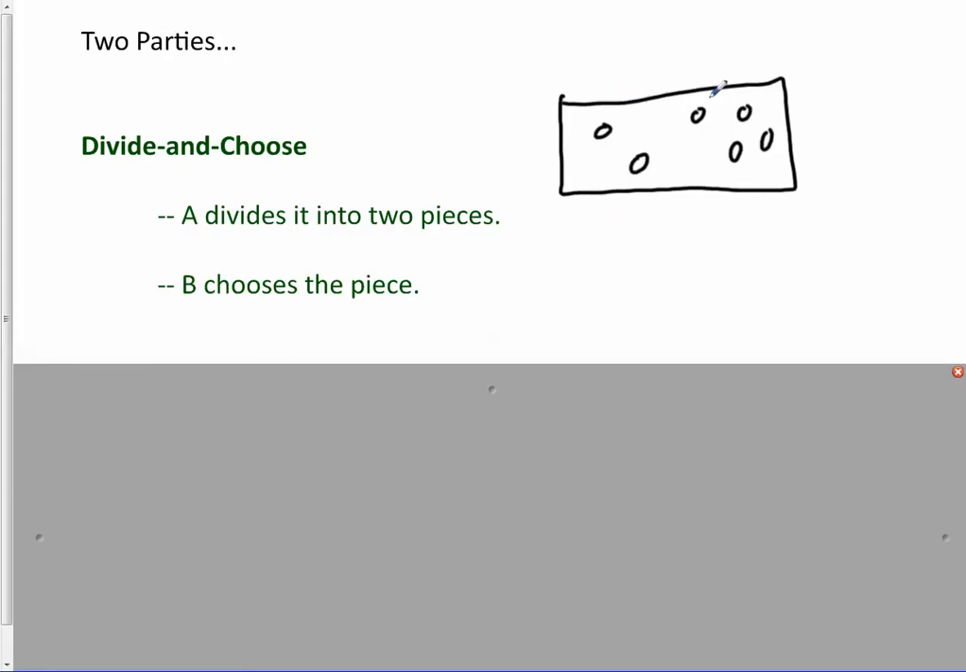I don't know, like that. And maybe this piece seems to be smaller, but it's got more strawberries, so whatever. A cuts it like that, and then B gets to choose the piece. So that's the procedure.